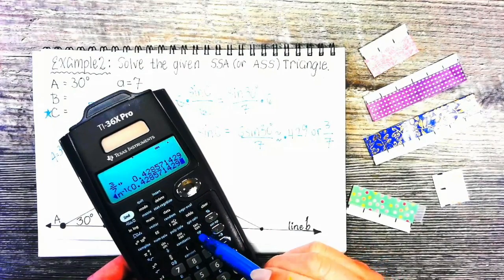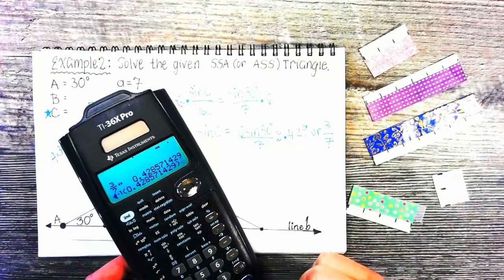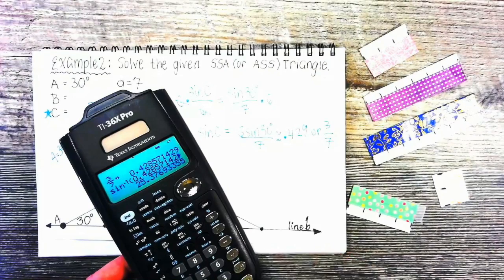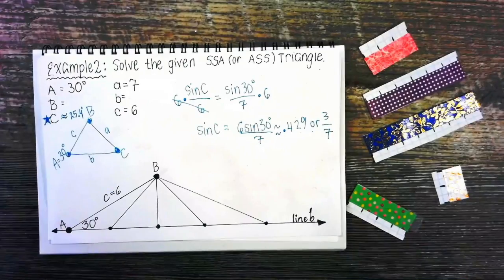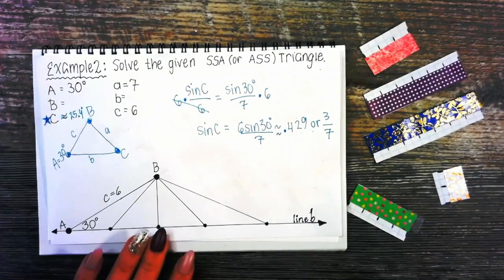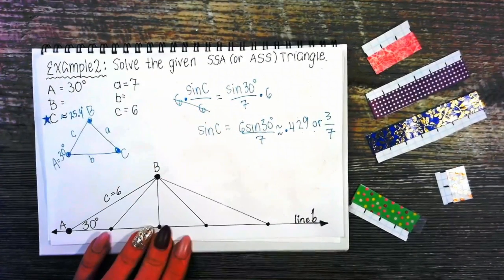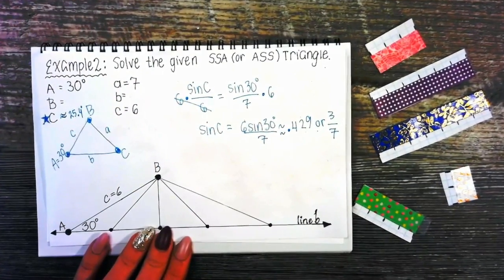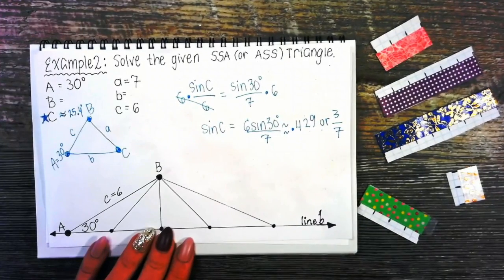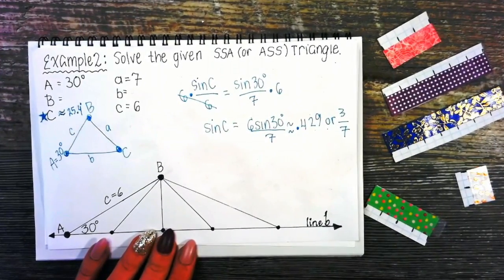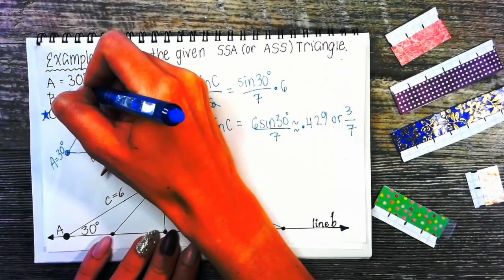That basically copies and pastes it. When I hit enter, close my parentheses, and hit equals, I get 25.4 degrees. Now that you know angle C is approximately 25.4 degrees, I'm going to use my 2 angles to find my third angle, angle B. 30 plus 25.4 gives us 55.4. And 180 minus 55.4 will leave us with 124.6 degrees.